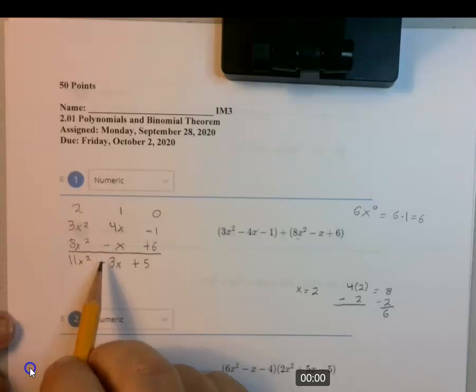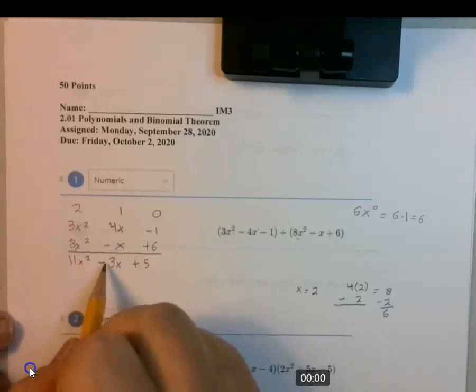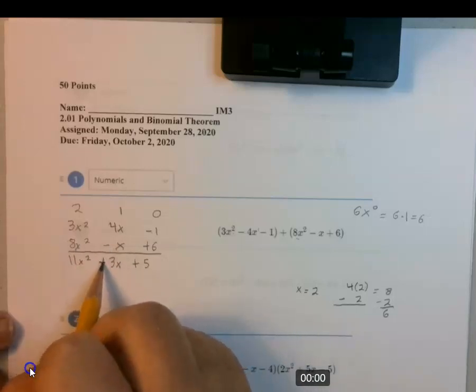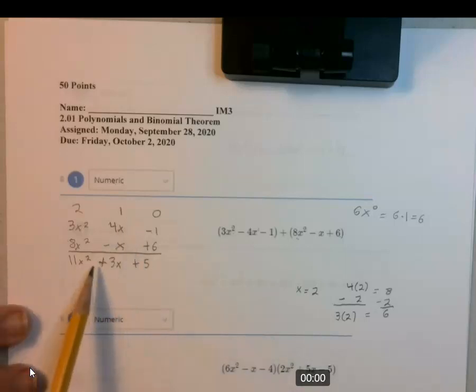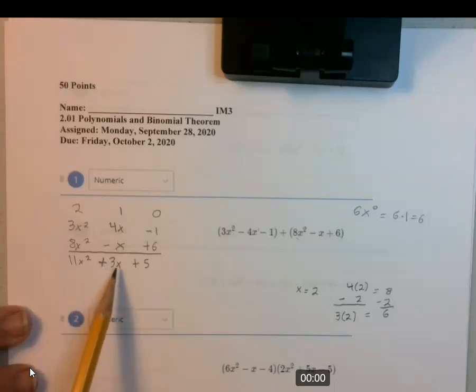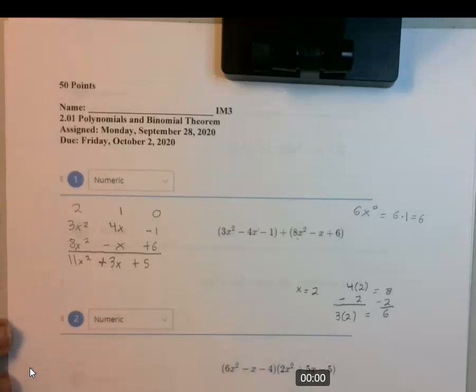That should have been a plus sign, sorry about that. That should have been plus. Okay, so 3 times 2 equals 6. Okay, so that's a way you can test out variables. So there's our answer, corrected the plus sign there. If you caught that, good for you. So 11x squared plus 3x plus 5. Let's go on to the next one.